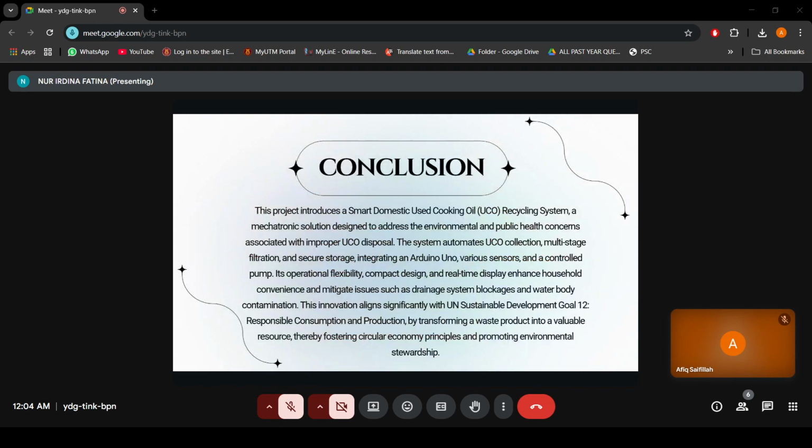So for conclusion, I think this project managed to introduce a smart domestic used cooking oil, UCO, recycling system. This system is a solution that helps to address the environmental and public health concerns with improper used cooking oil disposal. All of this we managed to implement. It senses and the microcontroller works well in order to get the best result for used cooking oil disposal.